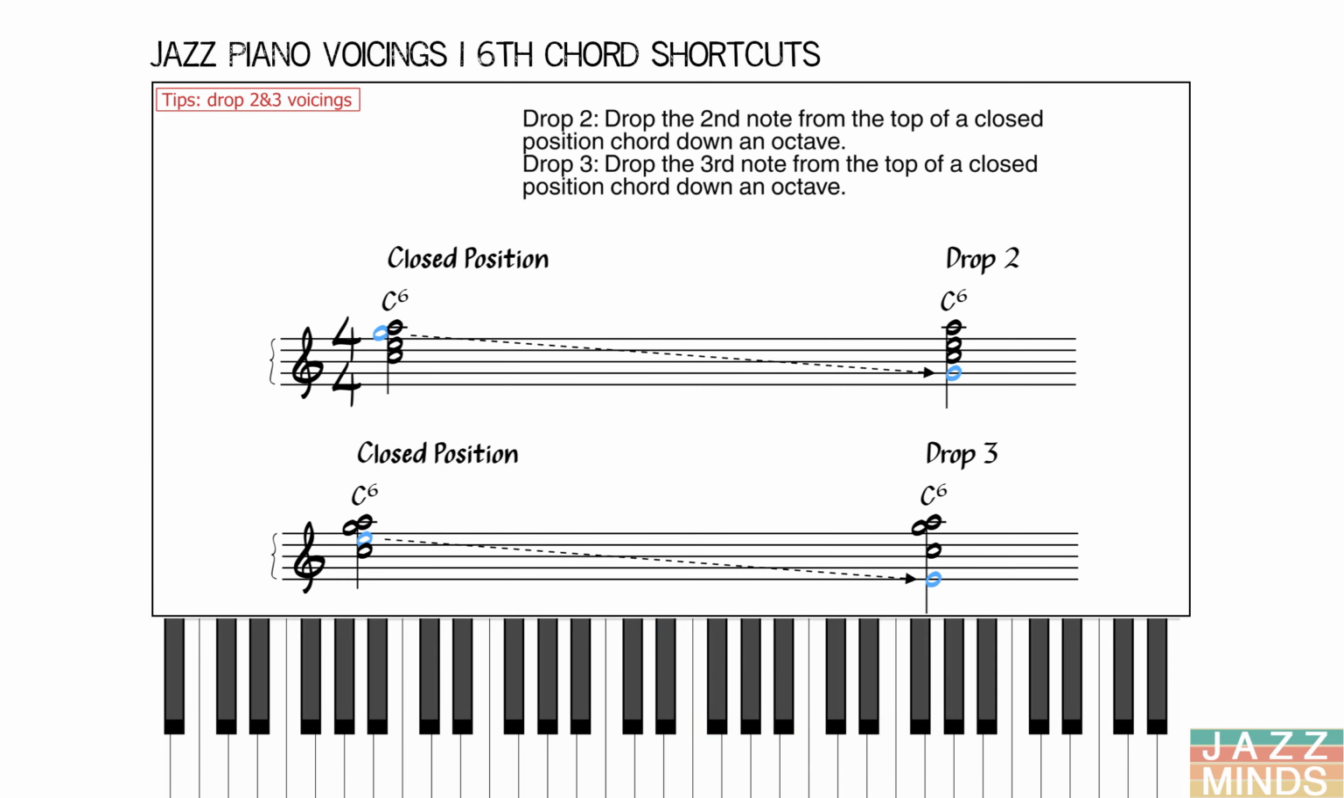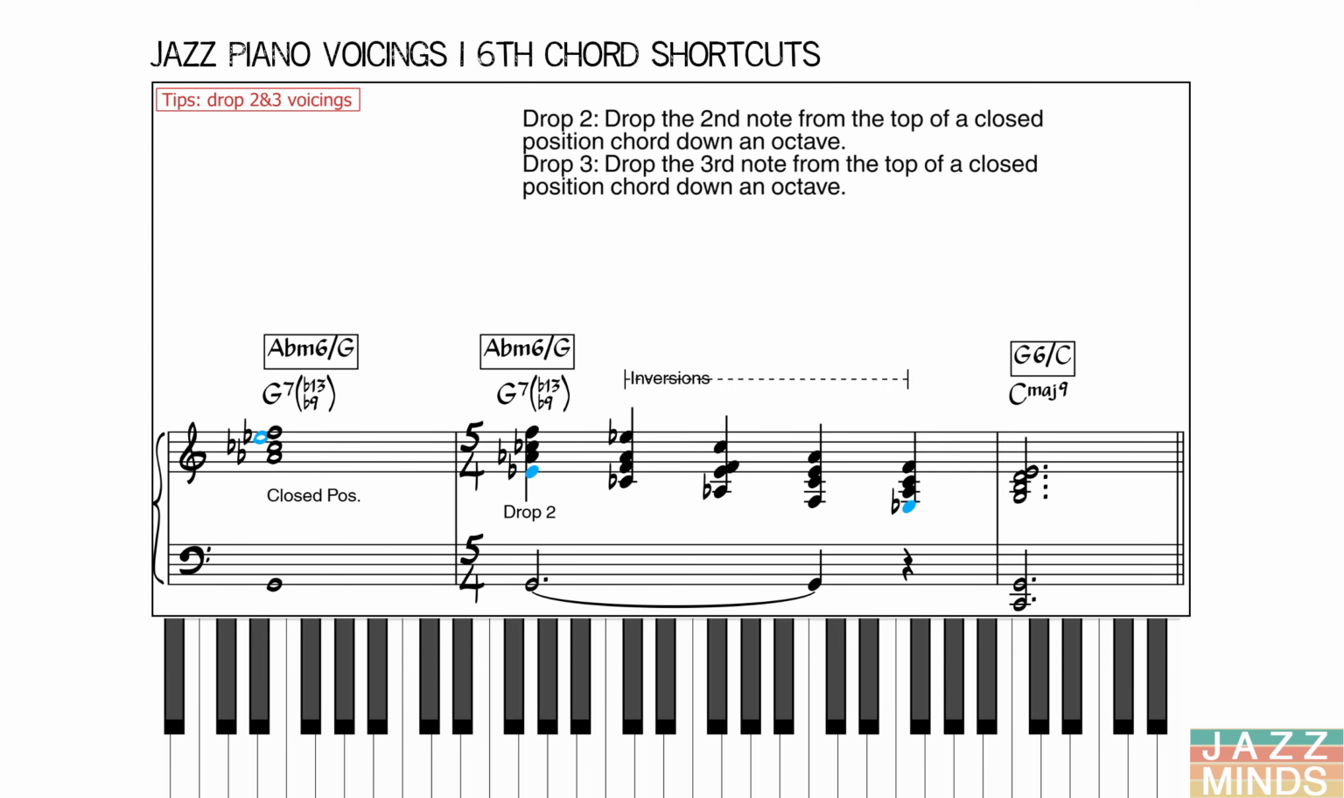Closed position voicings were focused on in this video, but you can try experimenting with drop 2 and drop 3 for more variety. Here is a closed position G7 altered chord which we are conceiving as A flat minor 6 on G. If we take the second note from the top of the voicing and move it down an octave, we now have a drop 2 voicing.